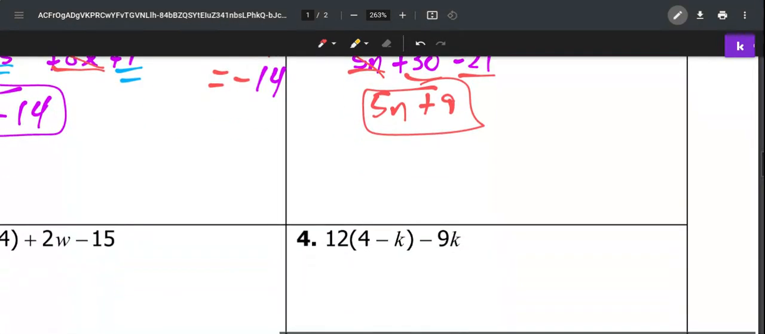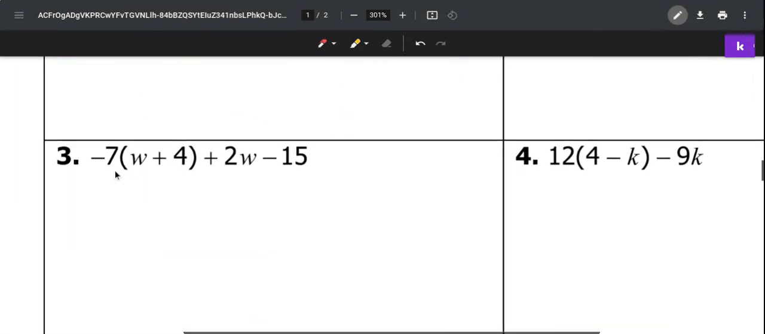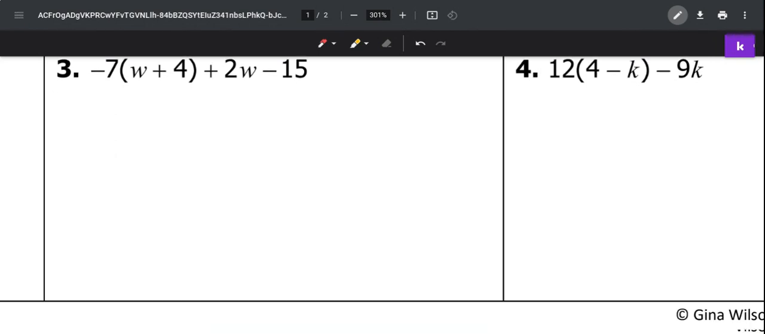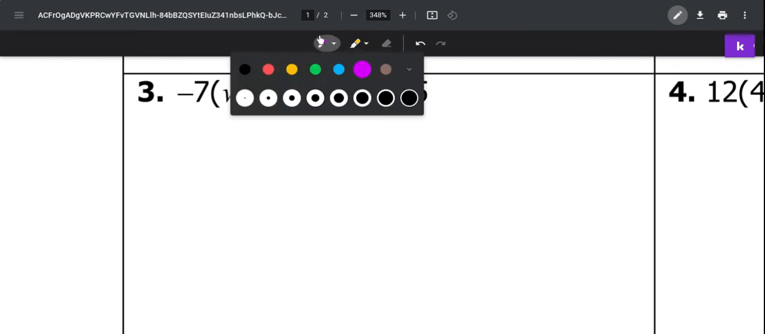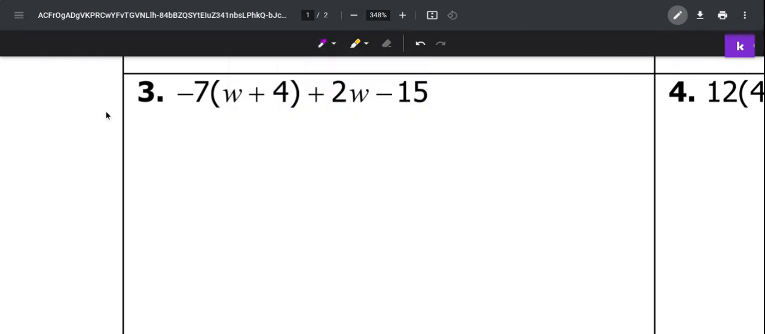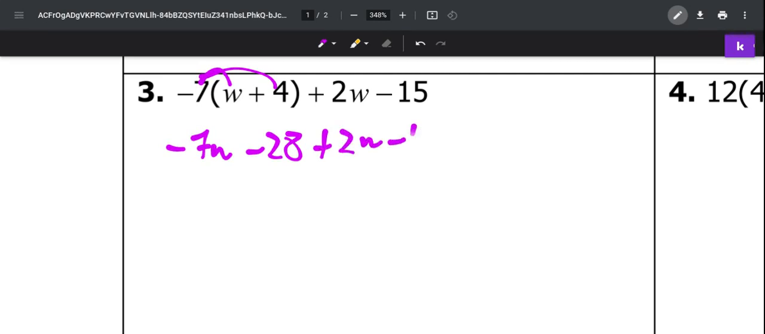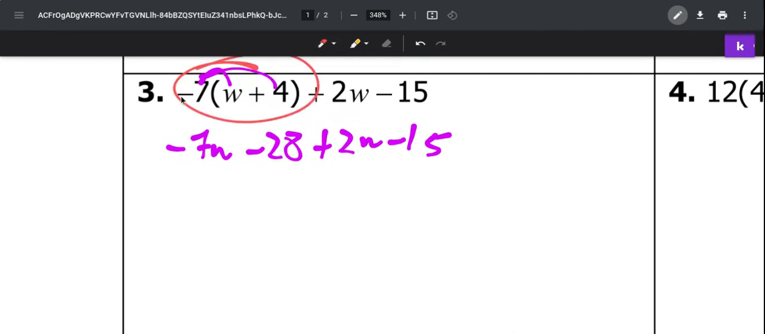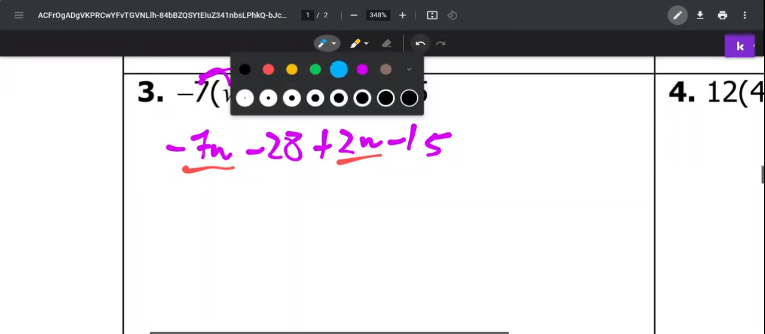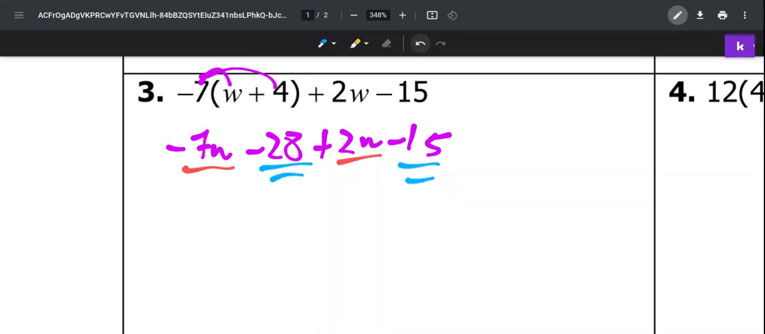Let's do this. You try to do number 3. So you pause this, do number 3, and here's what you should get. So I'll work through it. All right. Let's see. You should have gotten distribute here and here, negative 7w minus 28 plus 2w minus 15, because the like terms have to be done after we distribute. Then negative 7w, 2w, and then we can double underline negative 28, negative 15.